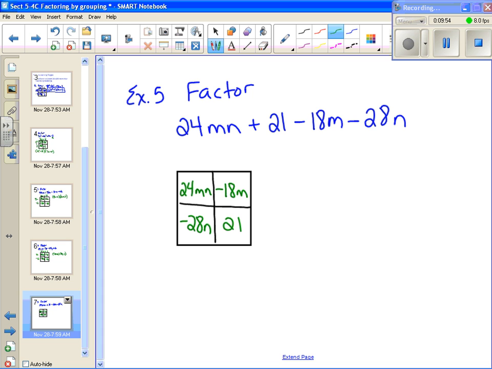So if we factor out a 6m, then that makes this a 4n, which makes this one down here a -7, and this would have to be a -3. -3 times 6n is -18m, and -3 times -7 is 21. So that works. All the boxes work. You can multiply to double check. So we get 6m minus 7 times 4n minus 3.